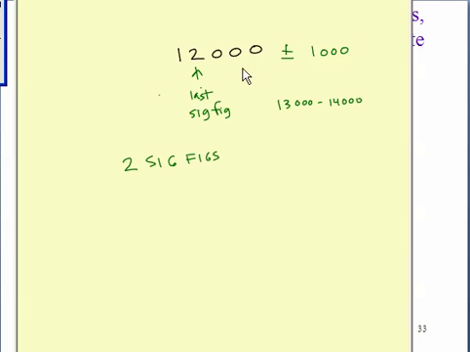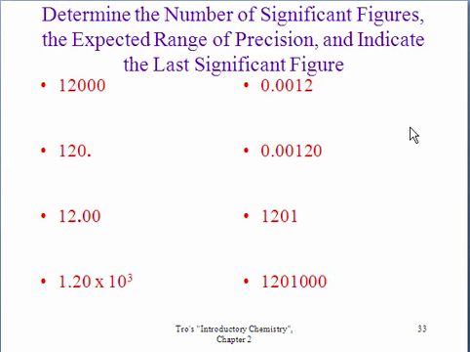It's not very accurate, but perhaps it's a technique that's used to measure people in a crowd or something like that. But remember, the range of precision is always plus or minus 1, whatever the place value of that last sig fig is. So go ahead and pause the voice lecture and see if you can get through the rest of these.